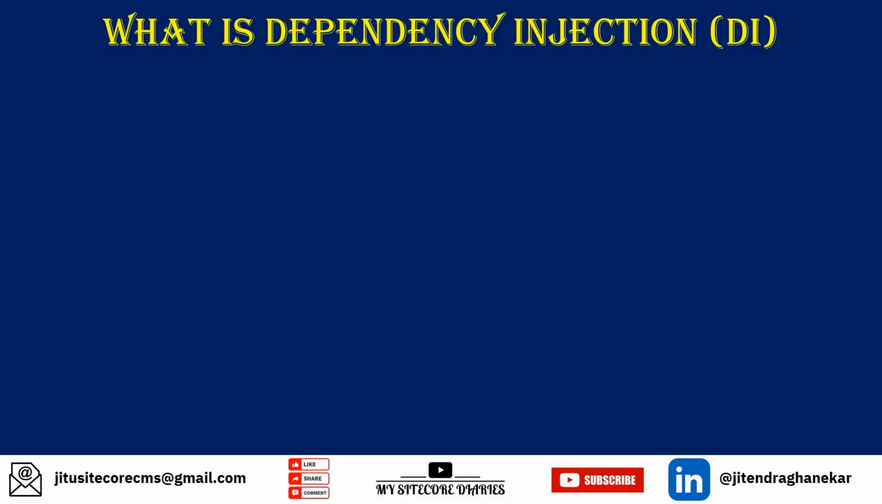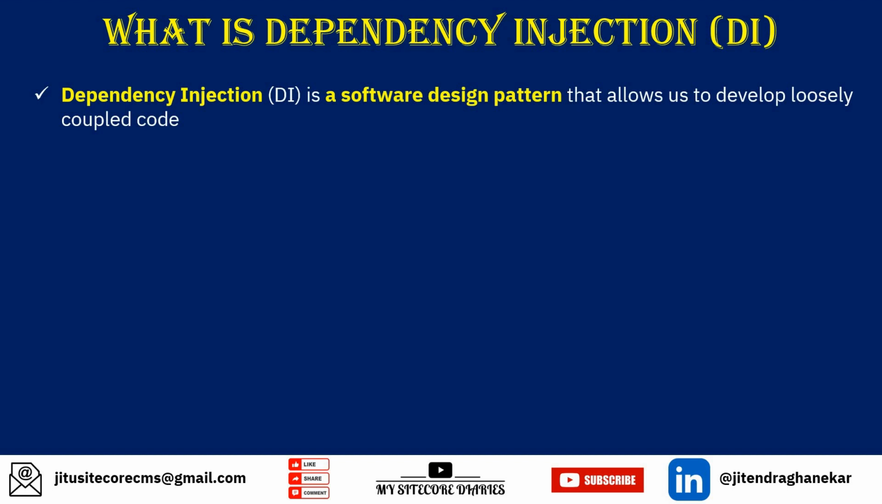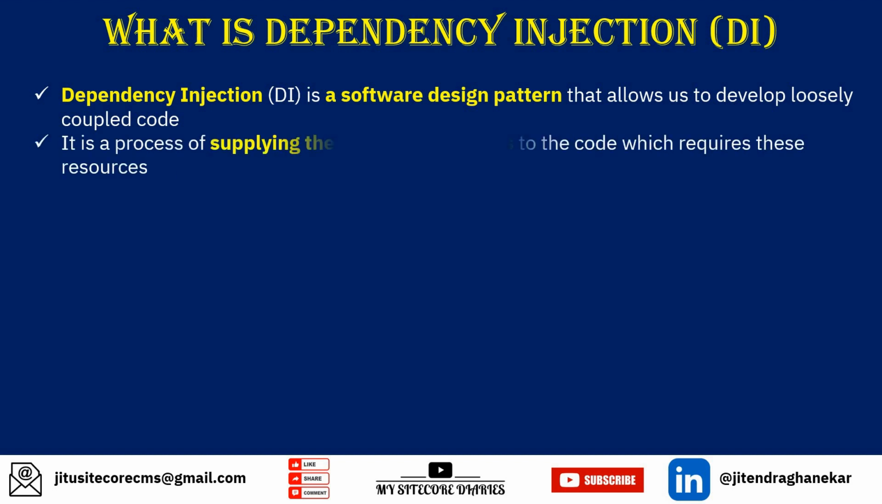So let's see what is dependency injection. We call it a DI in short form. So what is dependency injection? Dependency injection is a software design pattern that allows us to develop loosely coupled code. So this is a design pattern which will help you to decouple your dependent classes, or dependent code, and loosely couple that code. It is a process of supplying the required resources to the code which requires these resources.